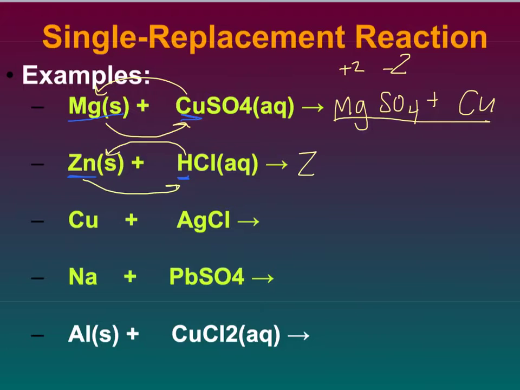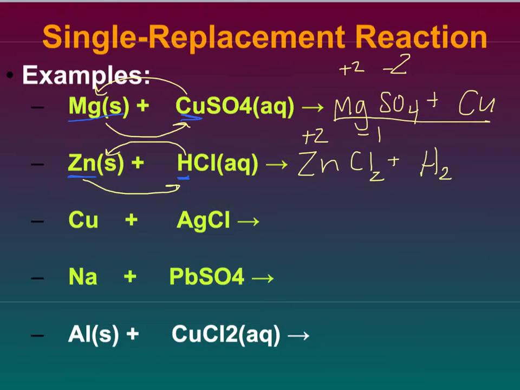So we have zinc combining with chlorine, and we have hydrogen by itself. Now if we take a look at diatomic molecules, hydrogen is diatomic. If we look at our charges on our Zn and Cl, zinc always has a charge of +2, chlorine is -1, so if you crisscross, you get ZnCl2.